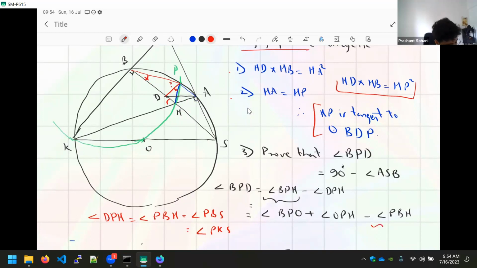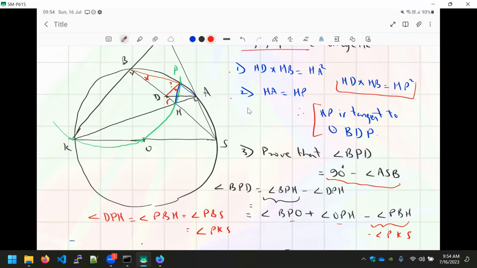Okay, so I can replace this term by minus angle PKS. And what about the remaining two terms? Can we see some way of manipulating these two terms? And remember where we want to go. Finally, we are interested in reaching 90 minus ASB. Angle ASB is an angle inscribed in our big circle, the black circle. So that is the direction we want to go.